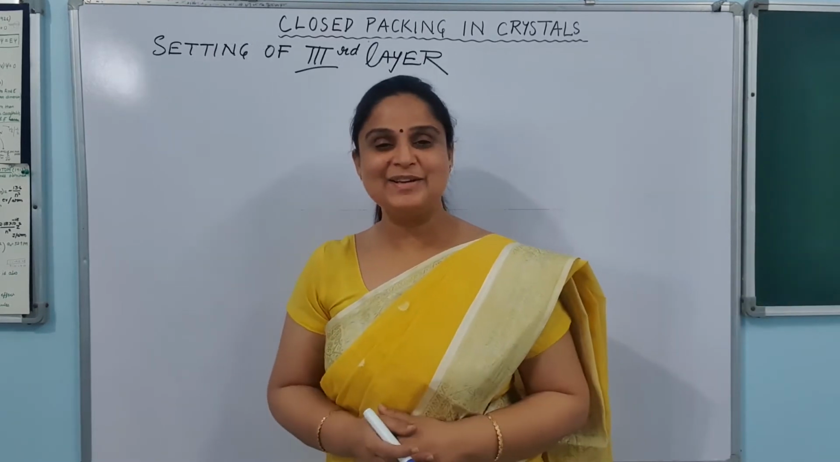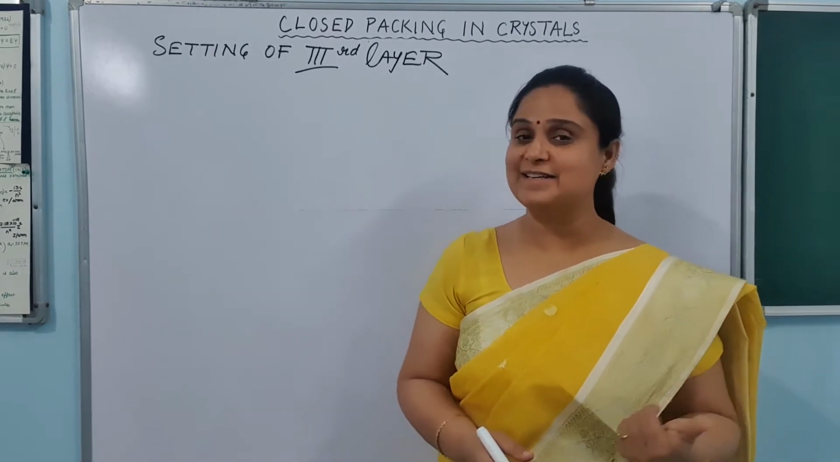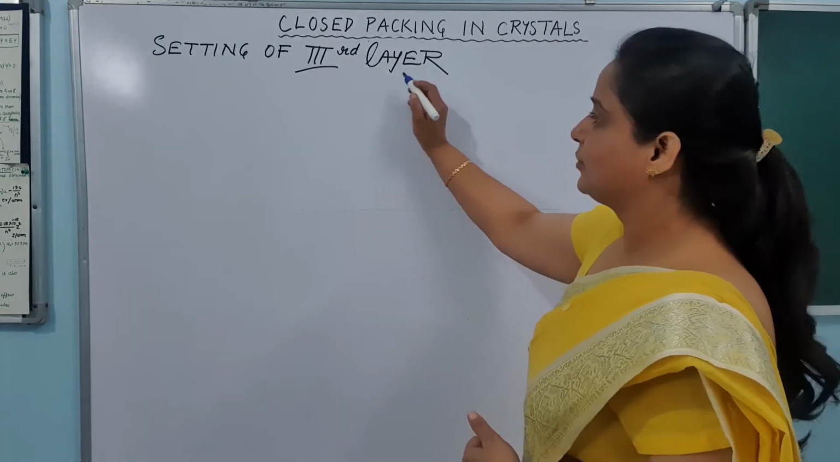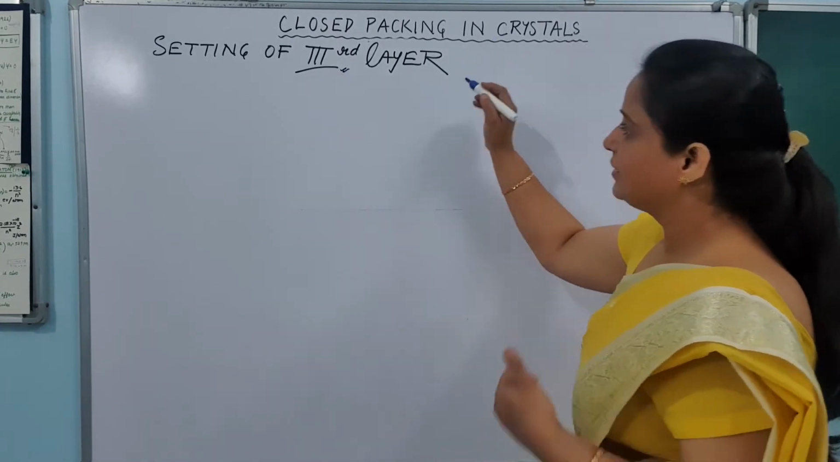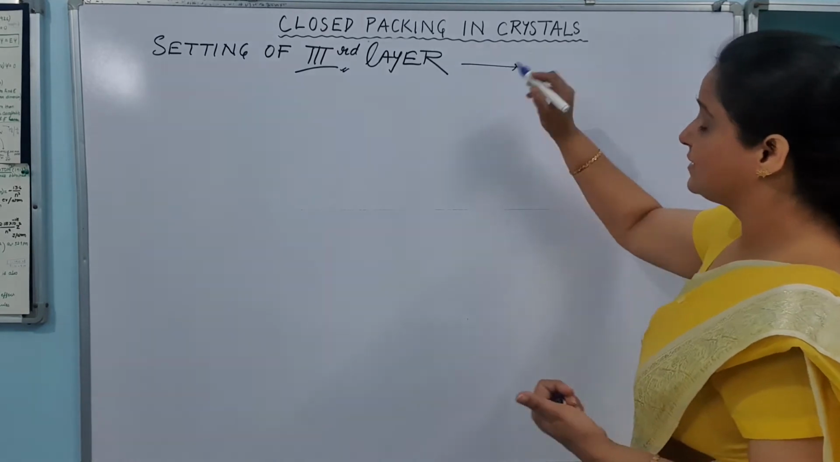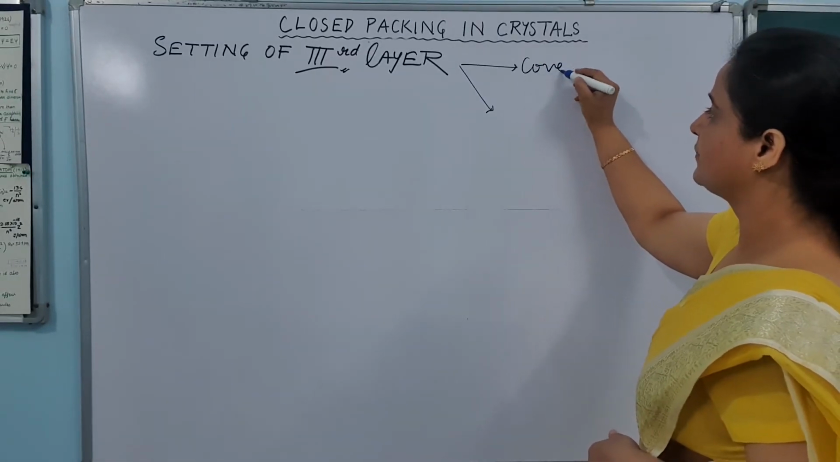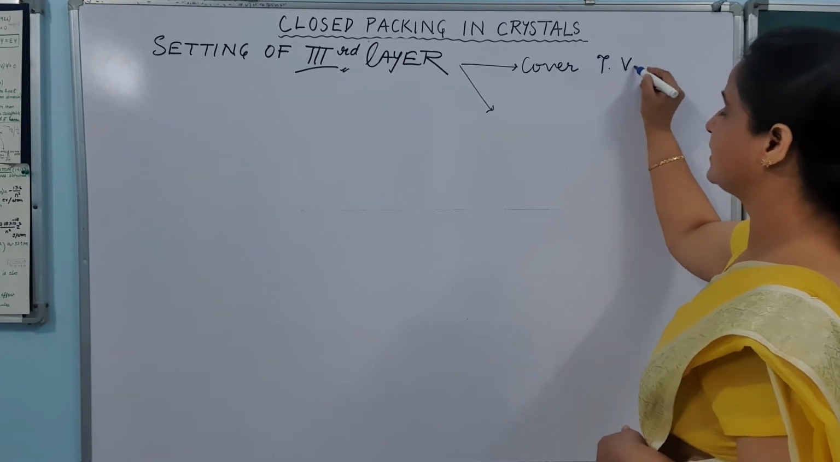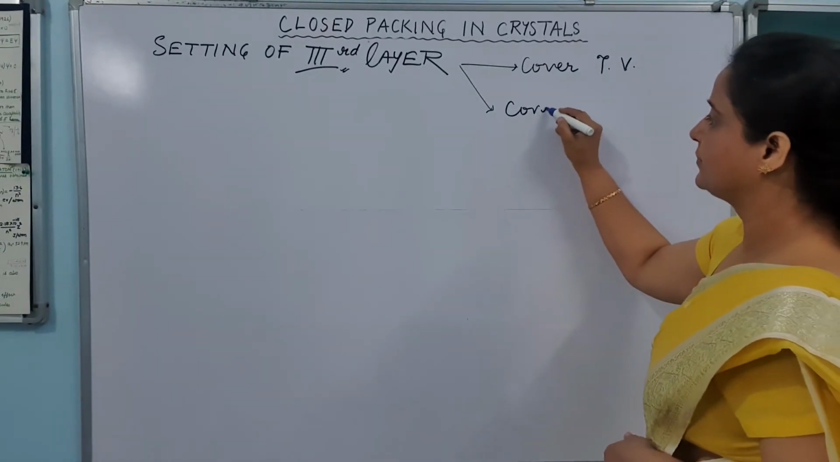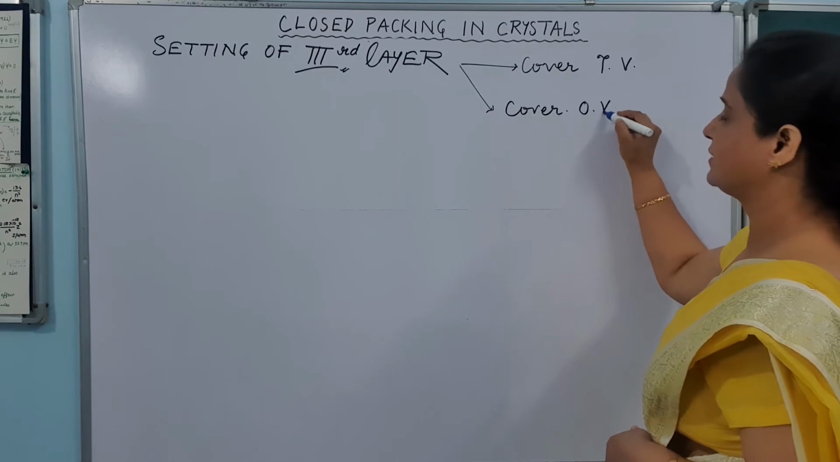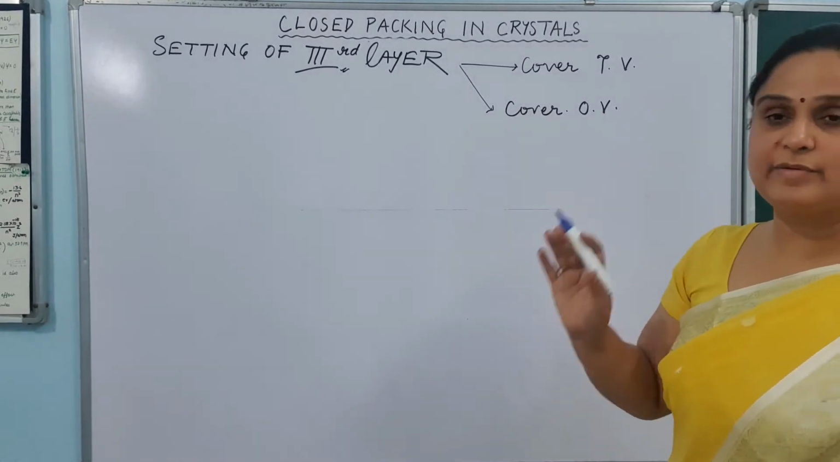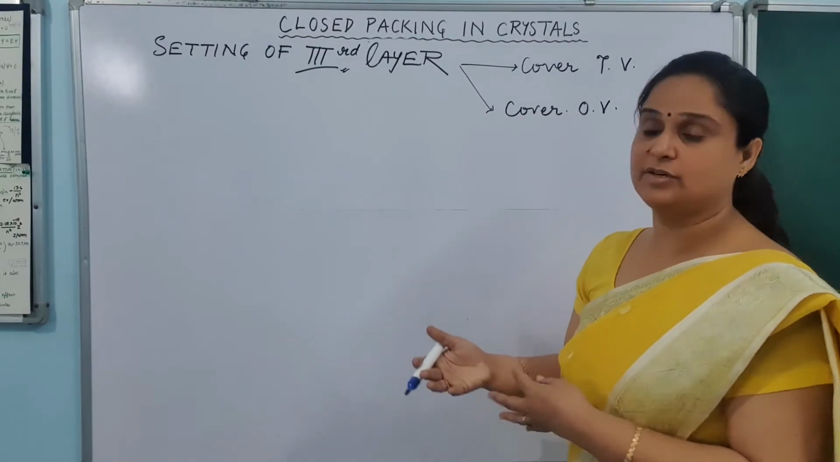Okay, ready to see how the third layer is kept to make the crystal? Let's do it. So we are going to have a third layer and this will create the difference. What are the possibilities? The possibilities are to cover tetrahedral voids only and to cover octahedral voids. In the first case, I will be telling you how the tetrahedral voids are covered.